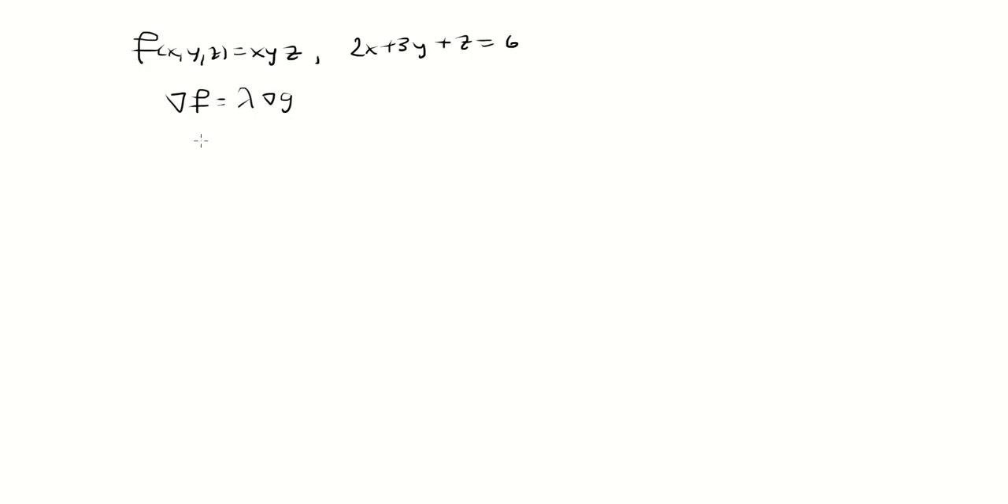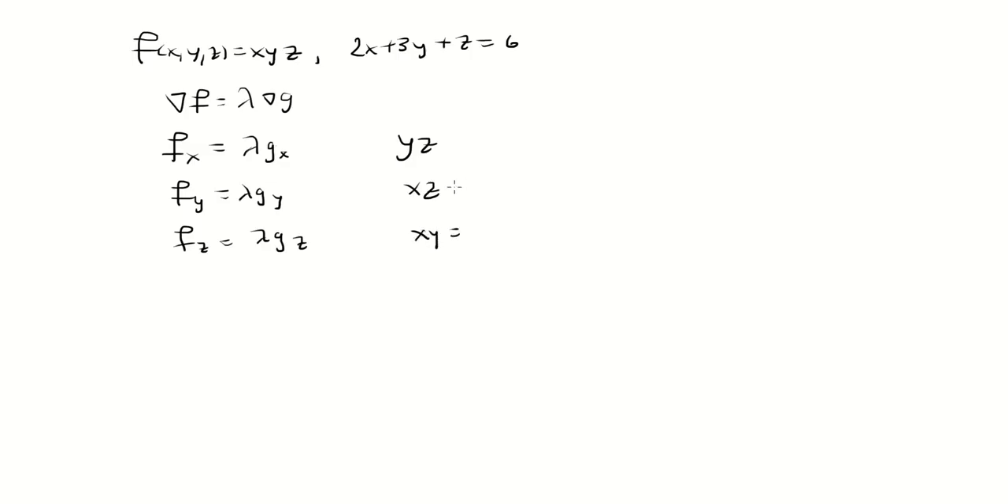So starting off with the partial with respect to x, I'm going to set that equal to lambda times the partial with respect to x of g, and then I'm going to do that for y and z. So the partial of f with respect to x is yz, the partial of f with respect to y is xz, and the partial of f with respect to z is xy. And then we're going to multiply that by lambda.